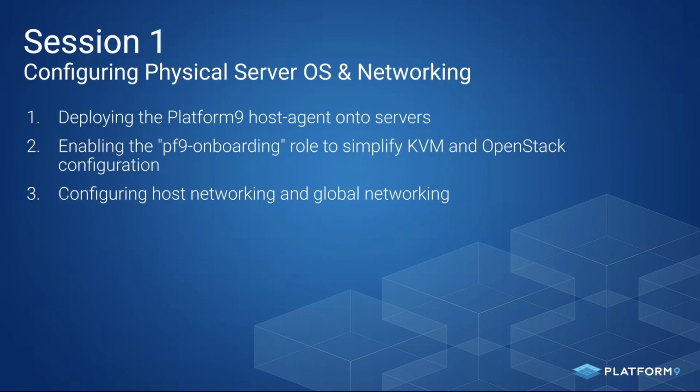In the first session, we will configure the two bare metal servers before they can be managed by OpenStack. To get started, we will deploy the Platform9 host agent onto the servers. Then, we will enable the Platform9 onboarding role to simplify the KVM and OpenStack configuration. This replaces some of the manual steps that are required to deploy things like Open vSwitch, NTP, KVM kernel modules, and some other server-side prerequisites. Then, we will configure host networking and global networking.